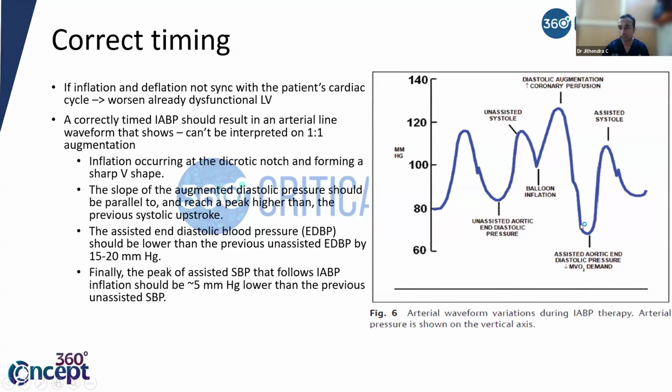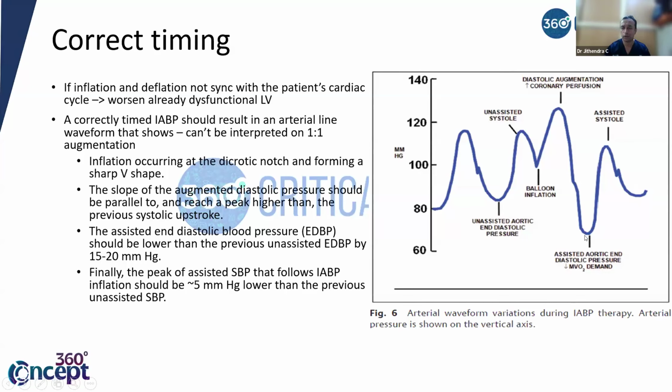There is a gradual decrease in the pressure and then you reach a bottom, and that is nothing but, as I told you, your assisted end diastolic pressure. So that is what is decreasing your patient's afterload, or reducing the patient's myocardial oxygen requirement. Okay, and you can see this point is less than the previous unassisted end diastolic pressure. So this is the assisted end diastolic pressure. This is the unassisted end diastolic pressure.